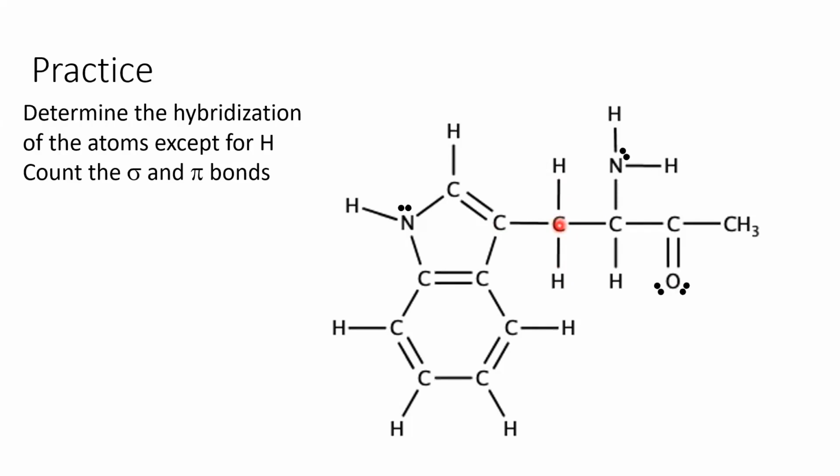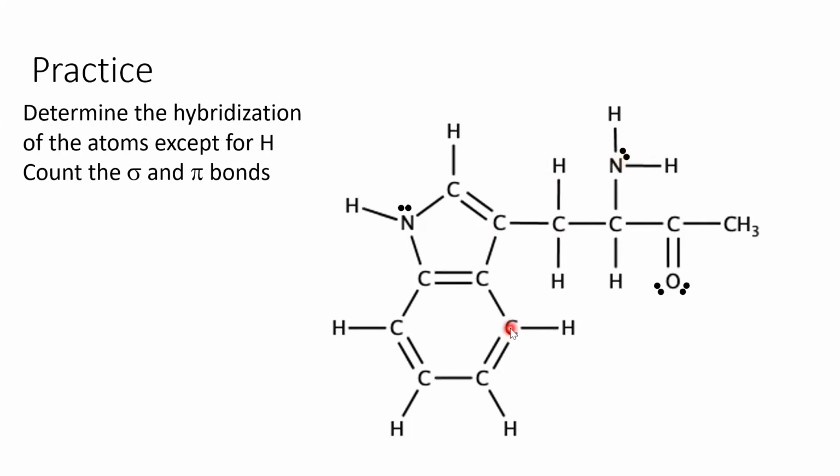sp3, agreed. If we look at this nitrogen, how many things are coming off this nitrogen? 4, right. There's 3 bonds and there's a lone pair. So that lone pair counts. So 1, 2, 3, 4. We need 4 equivalent orbitals. So what would the hybridization be? sp3, agreed.